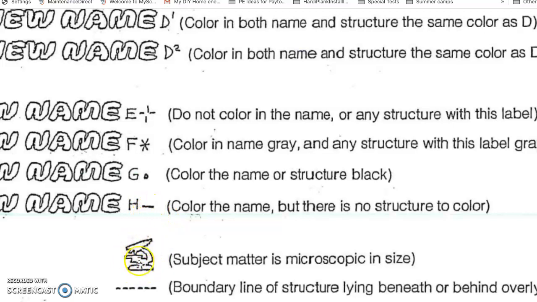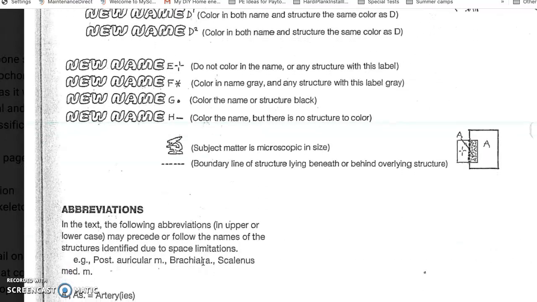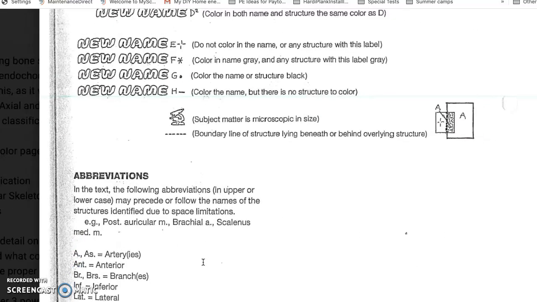And then if you see this symbol, it just simply means that you're looking at the cellular or microscopic level of the anatomy. So they'll put a microscope there if you're looking at microscopic anatomy, which in this class I don't think I have anything that's microscopic. We're learning all macroscopic anatomy. Hopefully that helps with this assignment.